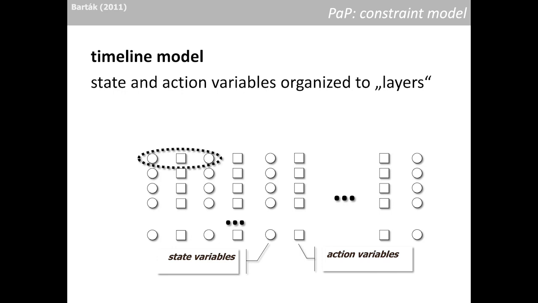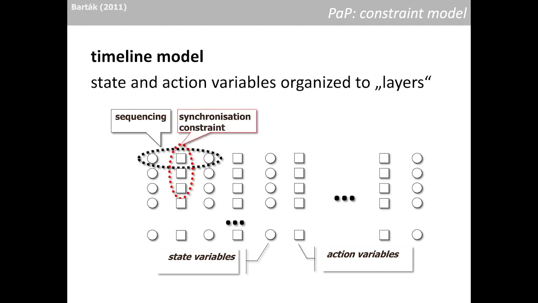So now we need to describe the sequencing constraints, which are basically the transition in a corresponding finite state automaton. From one state using a given action, we go to the next state. But this is not enough. We also need to synchronize all these actions because an action may have several preconditions and several effects. So if we select an action in one automaton, we need to select the same action in all other automata where this action appears. So this is done using the synchronization constraint.